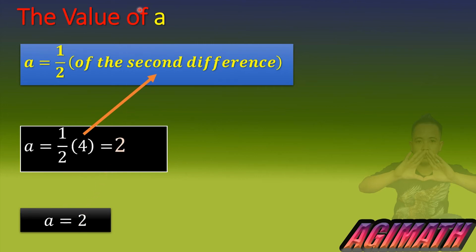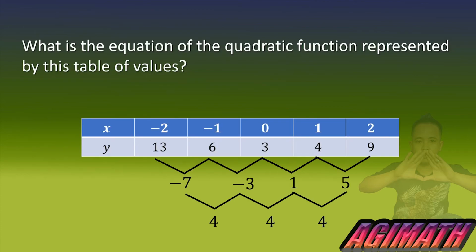Now, why am I talking about the values of a, b, and c? Because at the end, we will be deriving a quadratic function in standard form. So recall, the standard form is f of x equals ax squared plus bx plus c. So basically what we need are the values of a, b, and c. What we have already is the value of a. So let us proceed to the values of b and c.